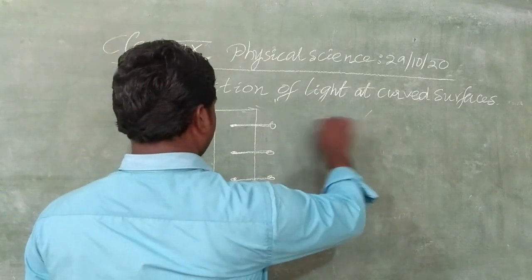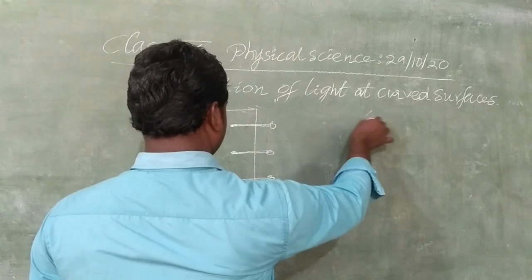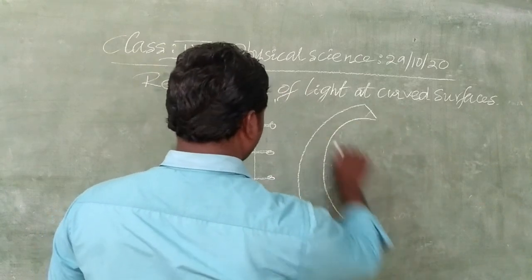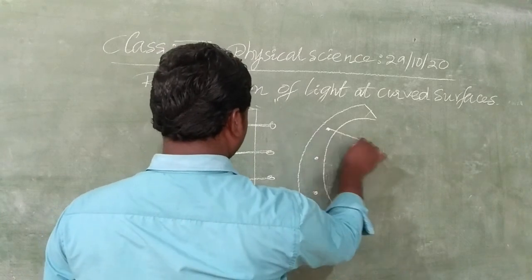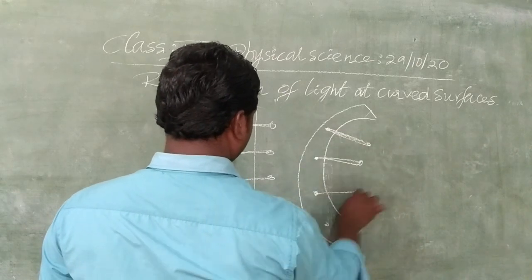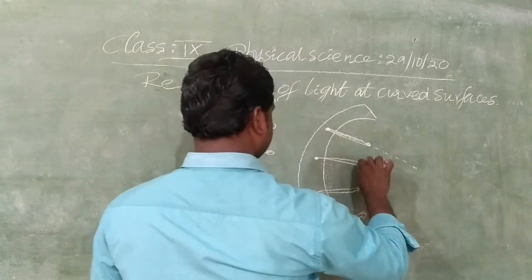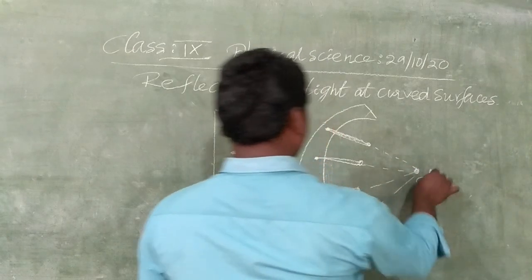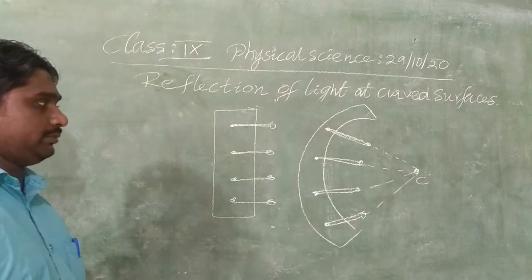Next, this thin foam is bent inward and bent outward. In the case where it is bent inward, what happens? All normals intersect at one point. This is called the center of curvature.